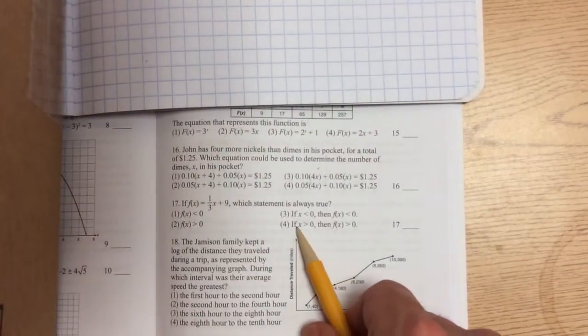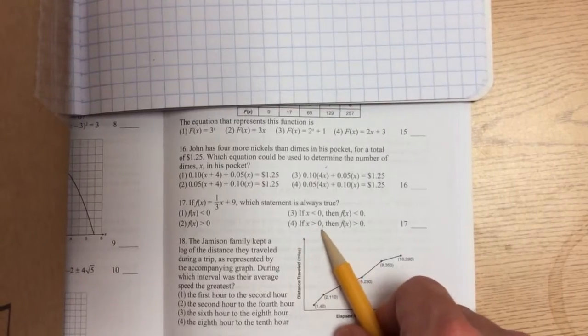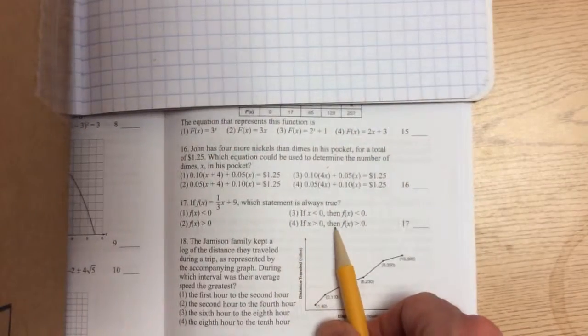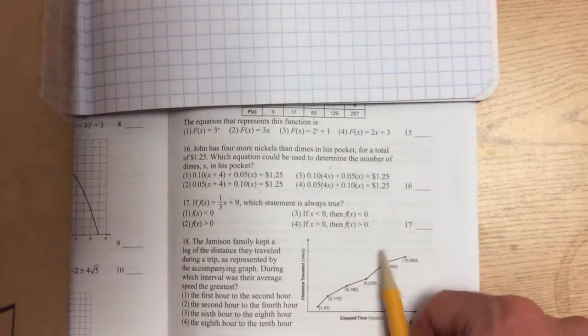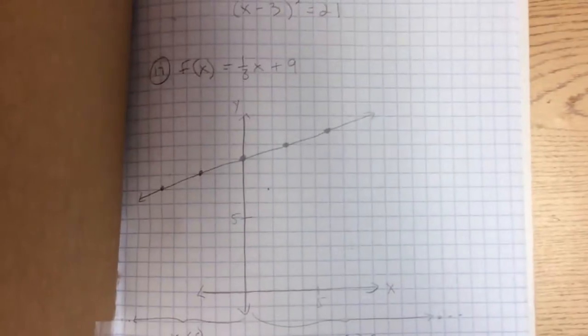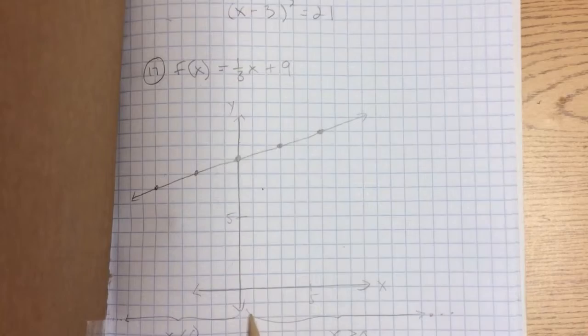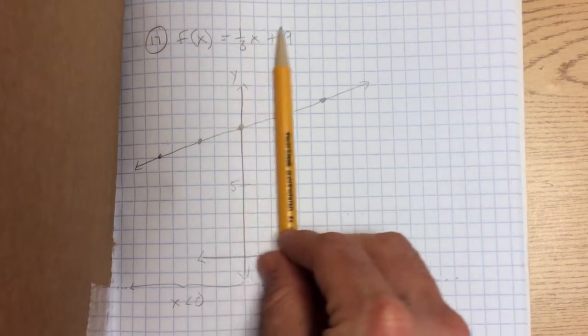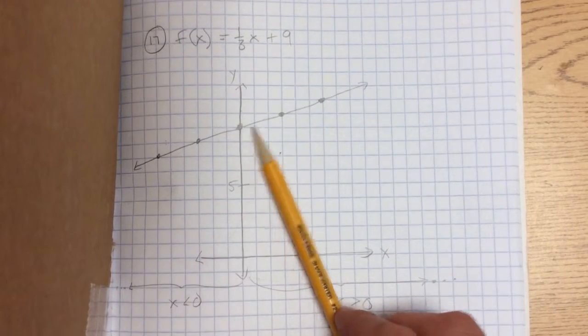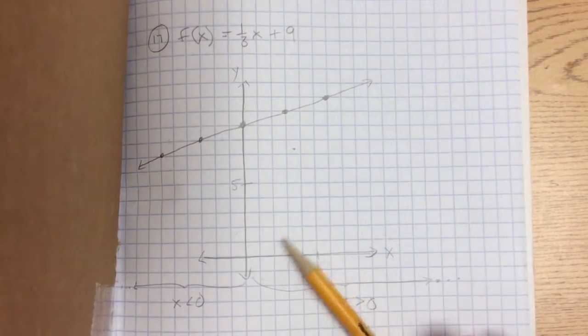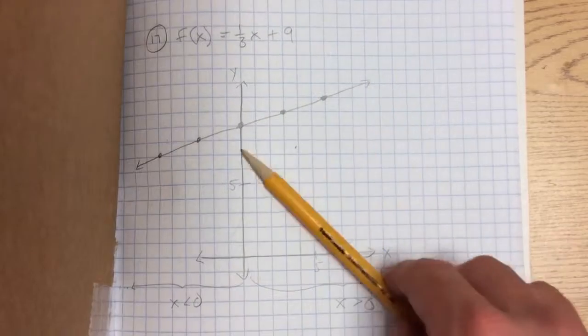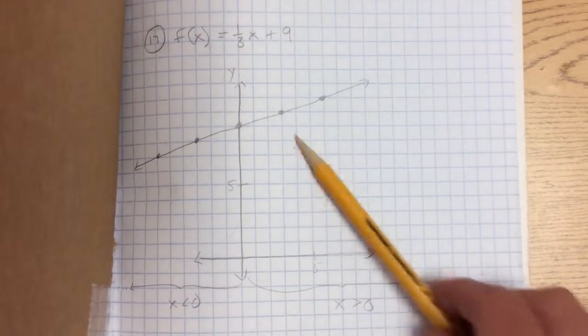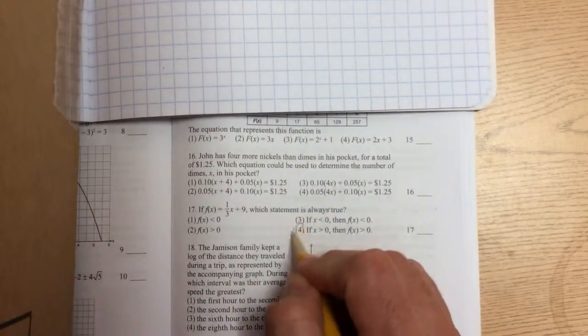And the last one is, we're talking about the case where x is greater than 0, so that's to the right of the y-axis. Then is the f of x always going to be greater than 0? The answer there is yes. We're looking at only x greater than 0, right? So we're looking at just this portion of the graph. And is the height of the graph always going to be greater than 0? Yes. It's going to continue moving up, and it's already above the x-axis. So yes, the answer is choice D, or choice 4.